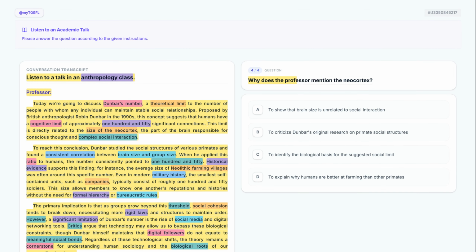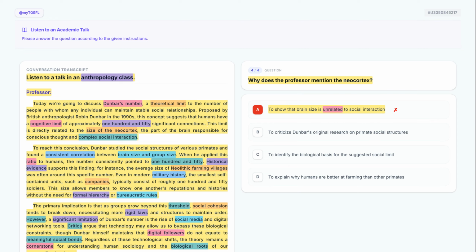Why does the professor mention the neocortex? This is a rhetorical purpose question. We are looking for the reason the professor mentions the neocortex in the context of the social limit. Let's analyze option A. To show that brain size is unrelated to social interaction. This is the opposite of the lecture's point. The professor argues that brain size is directly related to social capacity.